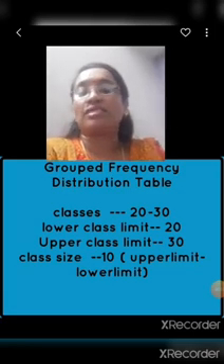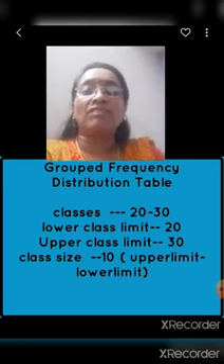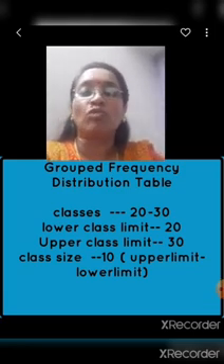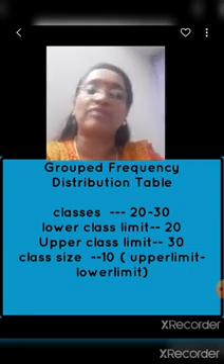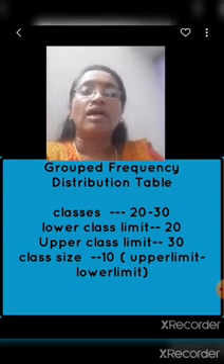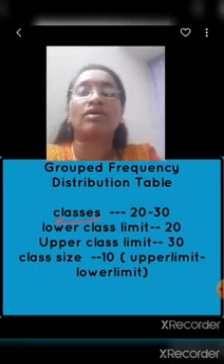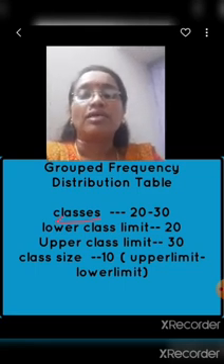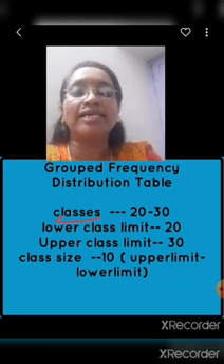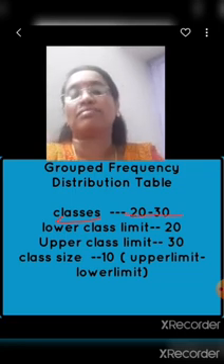In a grouped frequency distribution table, we need to divide our data into different groups. Those groups are called classes. For example, here 20 to 30, this is our class.